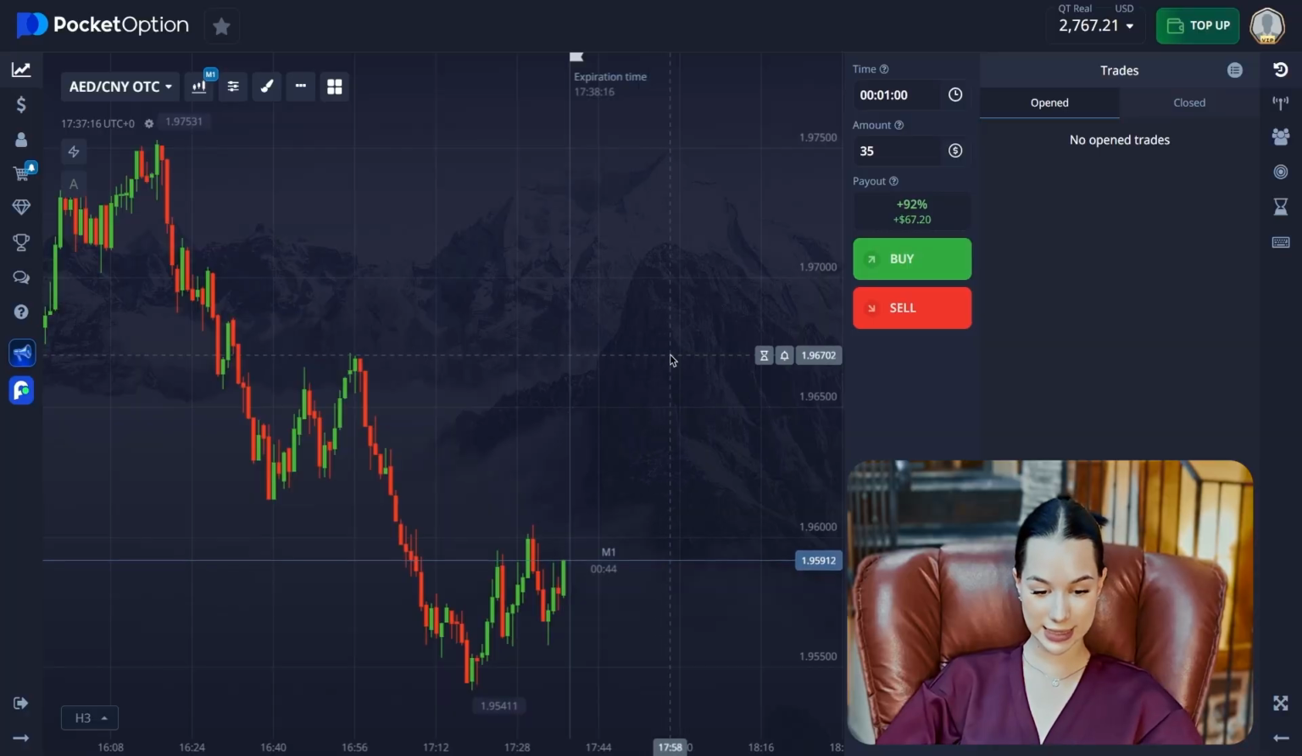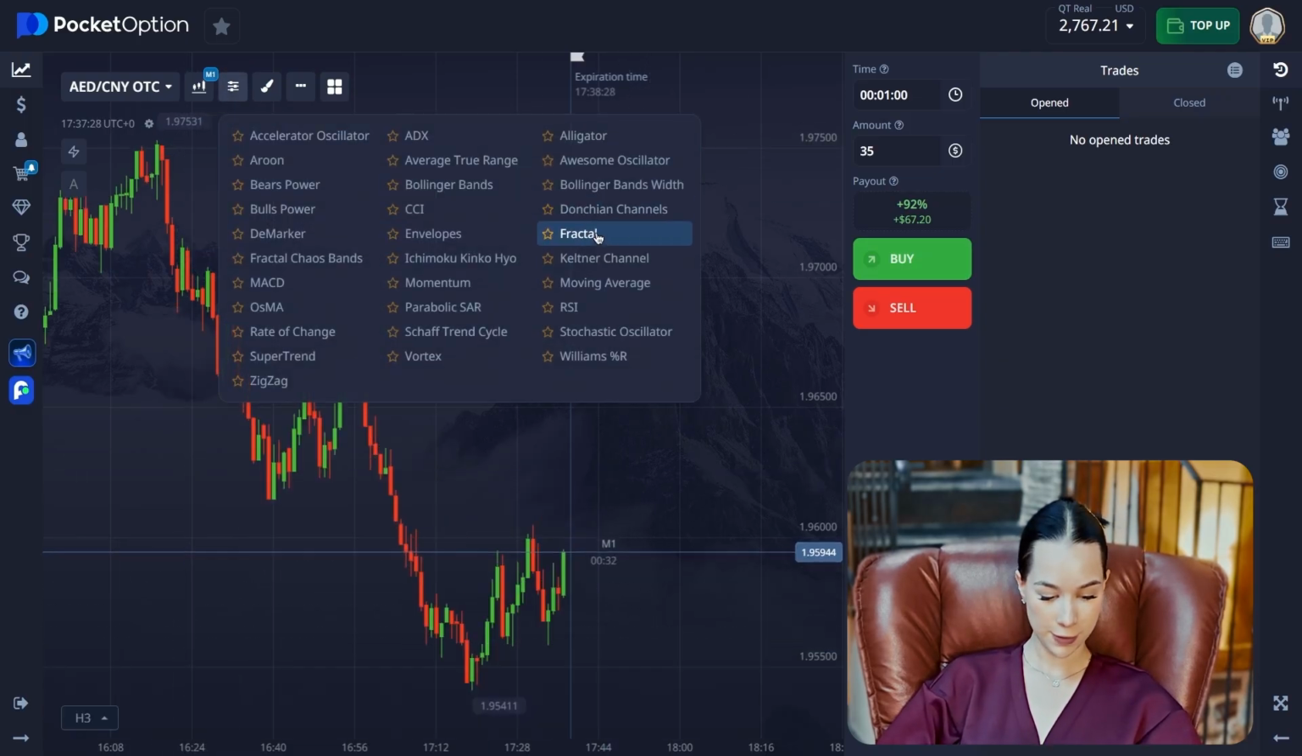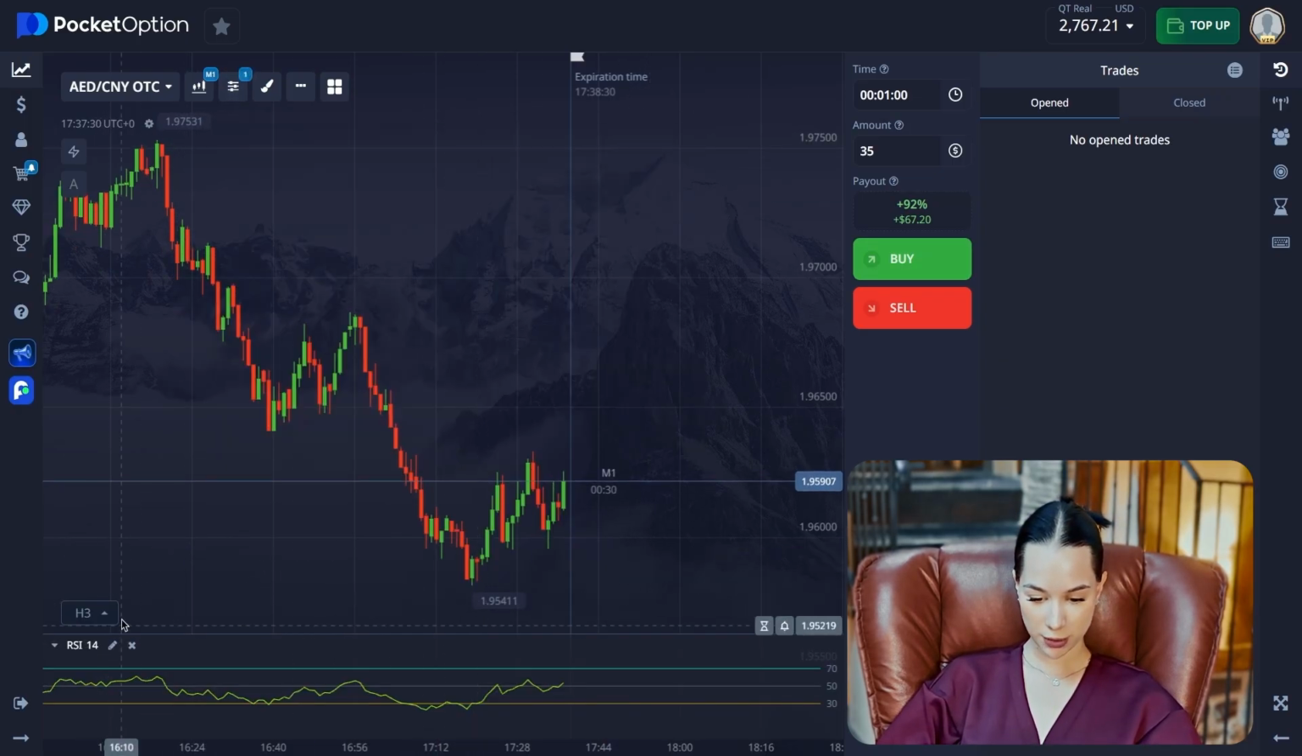So guys, let's get started. First of all, we go to the indicators, and as I told you before, we're going to work with the Williams. But you will ask me, why Williams if there's an RSI, for example, an indicator that you also always recommend to us?